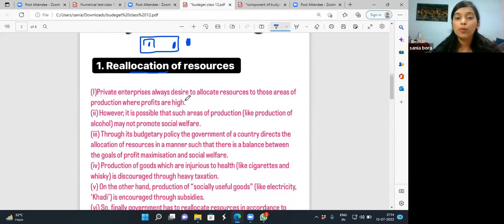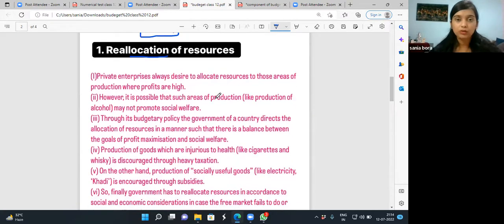Okay. Now what happened? There are two parties. One is private and one is government, right? So private people, whatever they do, they do for their profit. So they don't care about the public. They don't care about whether there is any social welfare or not. So private enterprises always put resources where they think they have their profit. But in that case, government steps in and puts resources in such a way that there are two things, profit as well as social welfare.